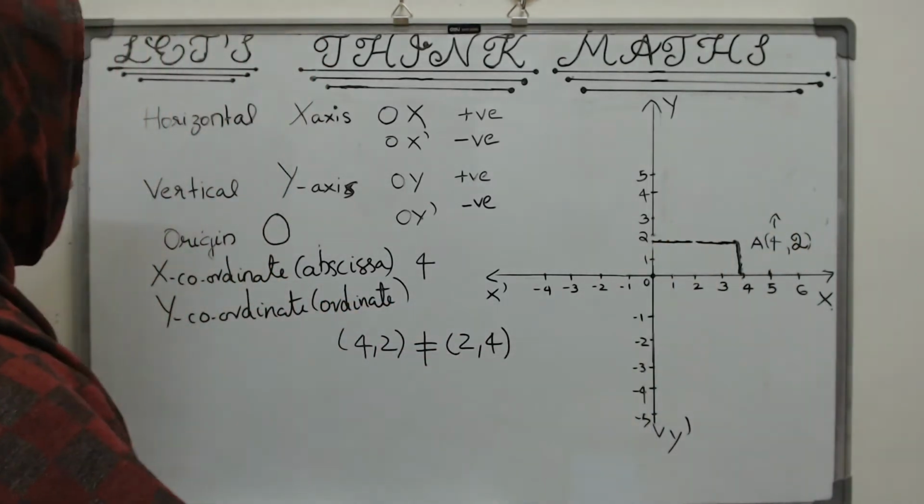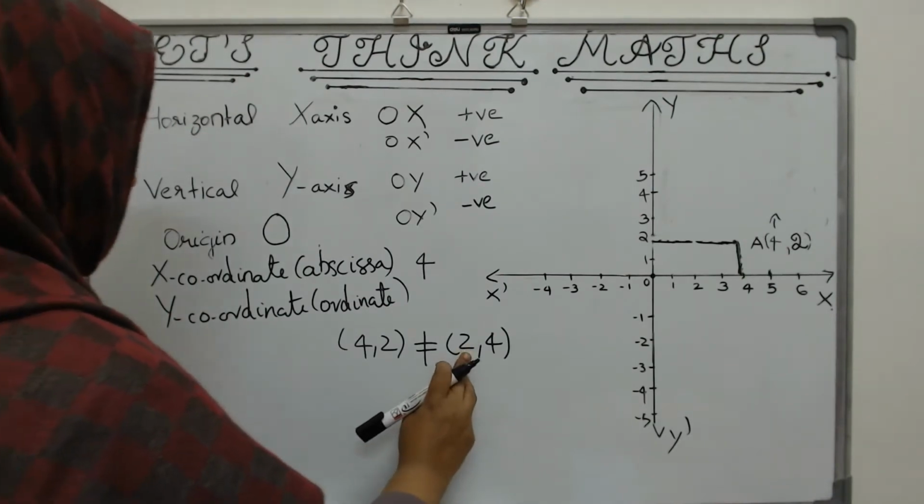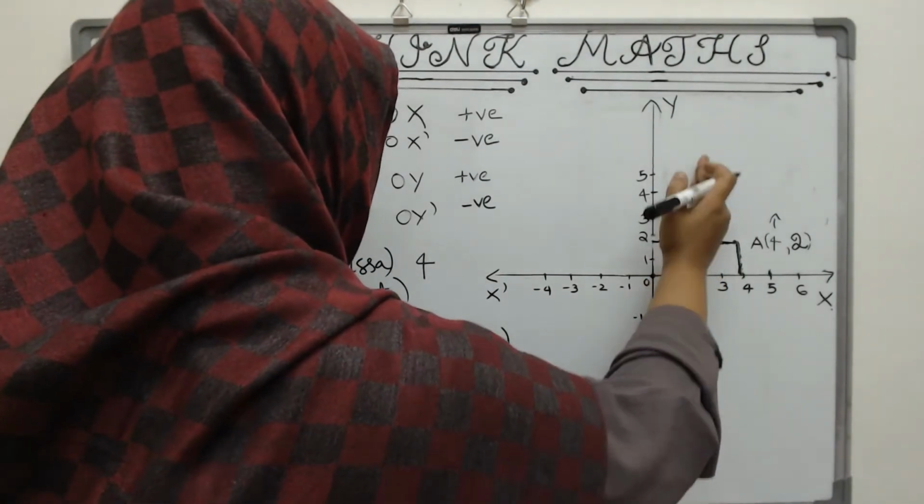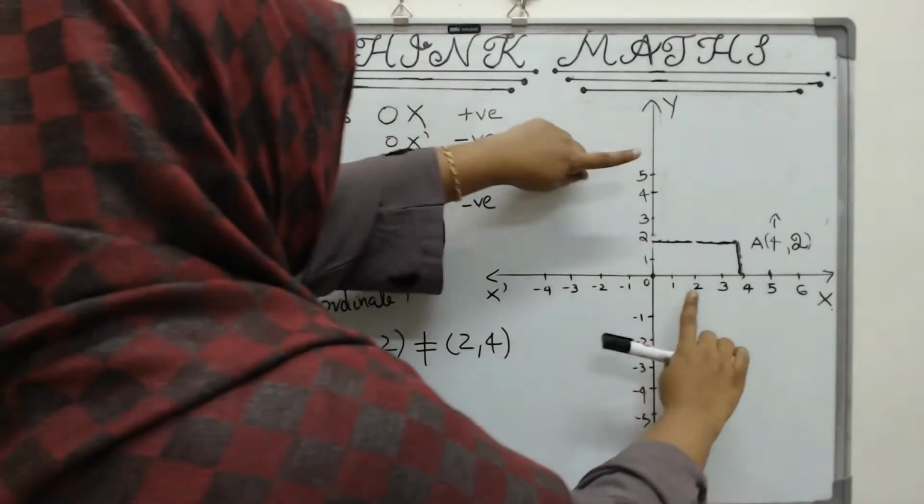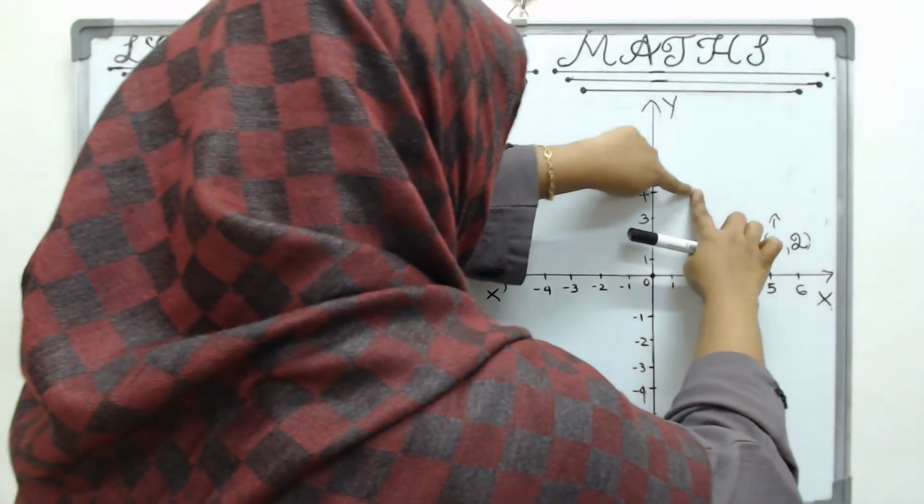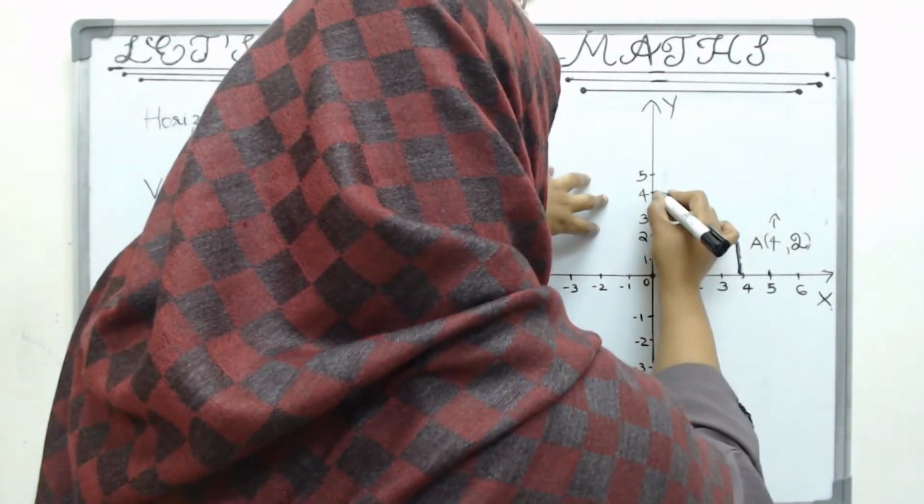How will 2, 4 look like? That means from the x-axis 2, from the y-axis 4. Where do they meet? 2 from here, 4 from here. See where they meet?